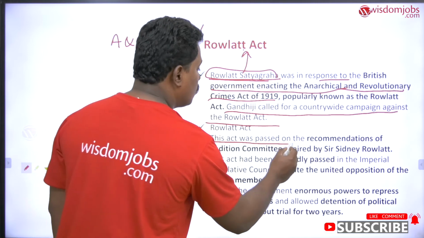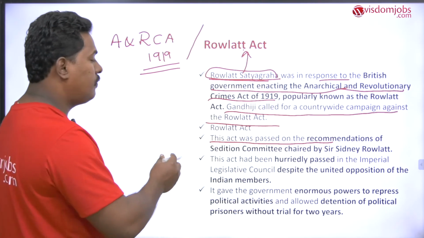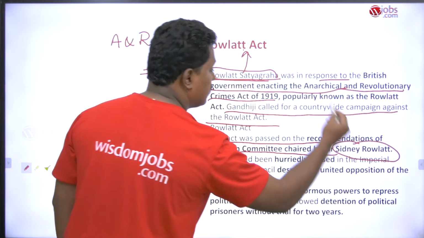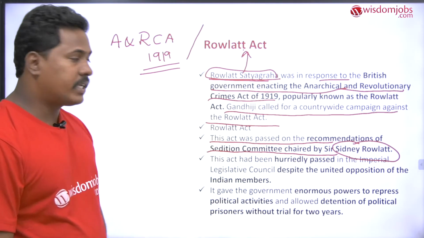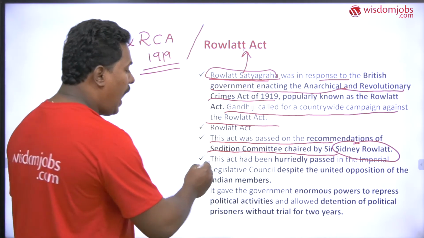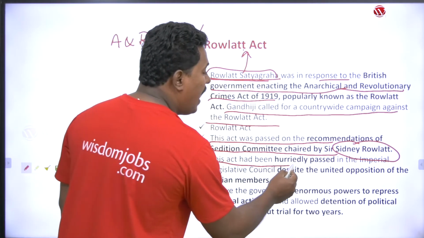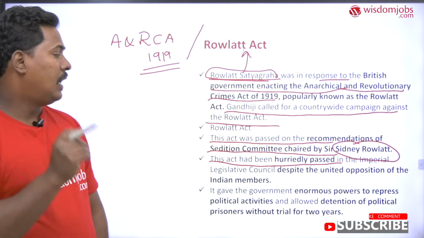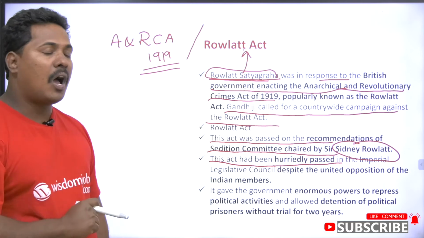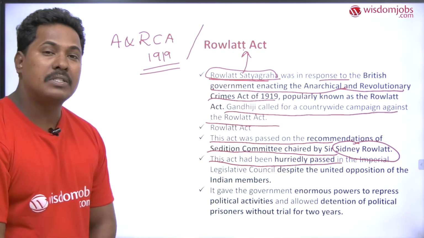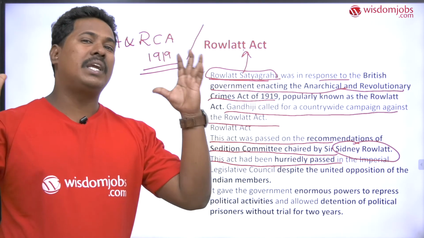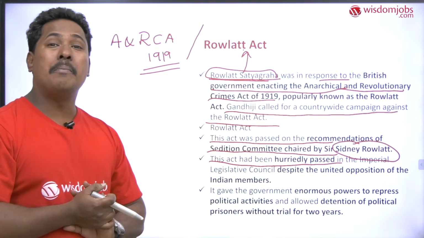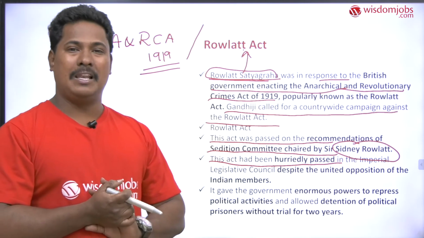This act was passed on the recommendation of the Sedition Committee chaired by Sydney Rowlatt. As we discussed earlier, Sydney Rowlatt created this act, and this act had been hurriedly passed in the Imperial Legislative Council despite the united opposition of the Indian members. This act had been hurriedly passed by the Imperial Legislative Council, right?